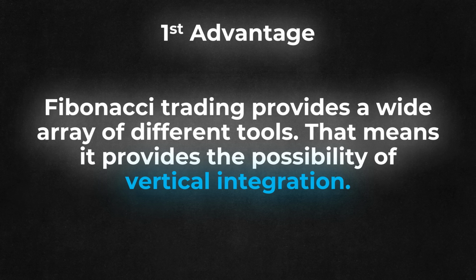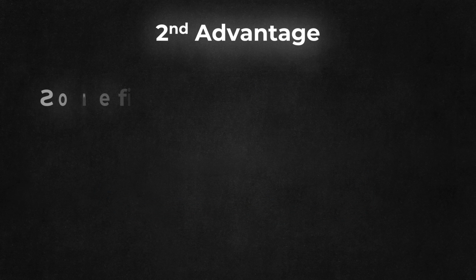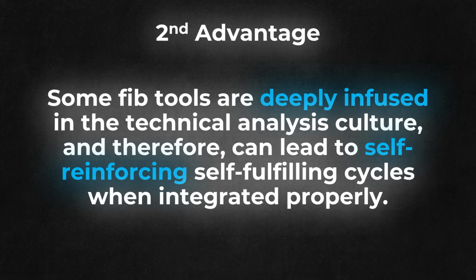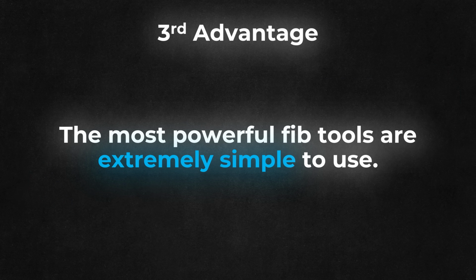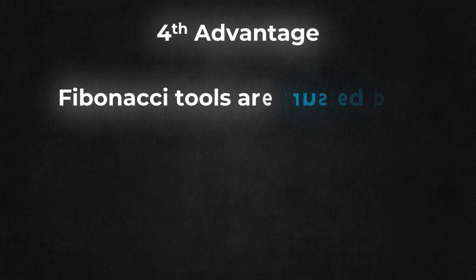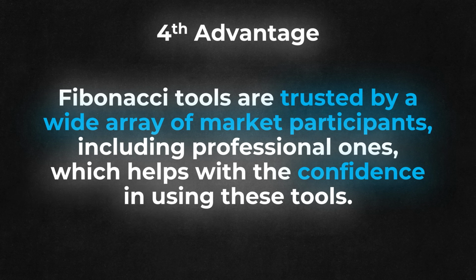Horizontal integration, meaning the use of techniques across different types of methods, is more powerful than vertical integration. Number 2. Some Fib tools are deeply infused in the technical analysis culture and therefore can lead to self-reinforcing, self-fulfilling cycles when integrated properly. Number 3. The most powerful Fib tools are extremely simple to use. Number 4. Fibonacci tools are trusted by a wide array of market participants, including professional ones, which helps in the confidence in using these tools.